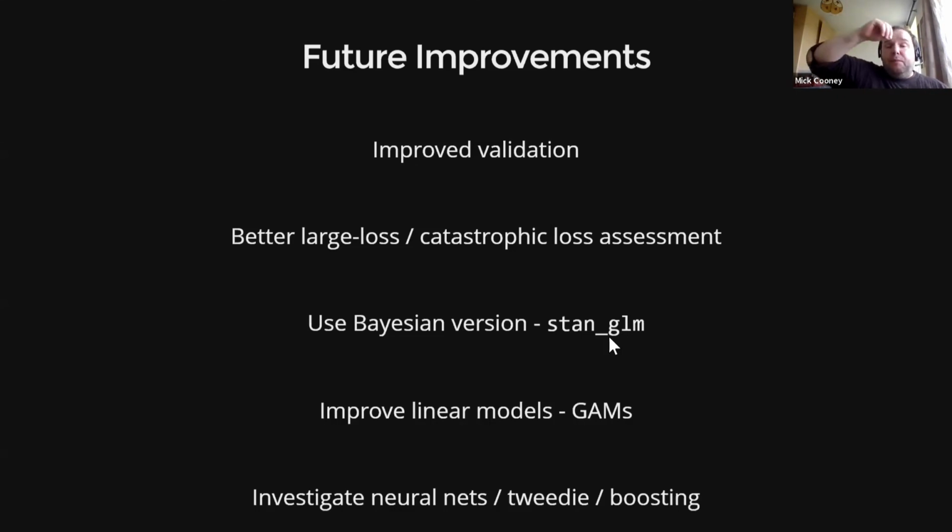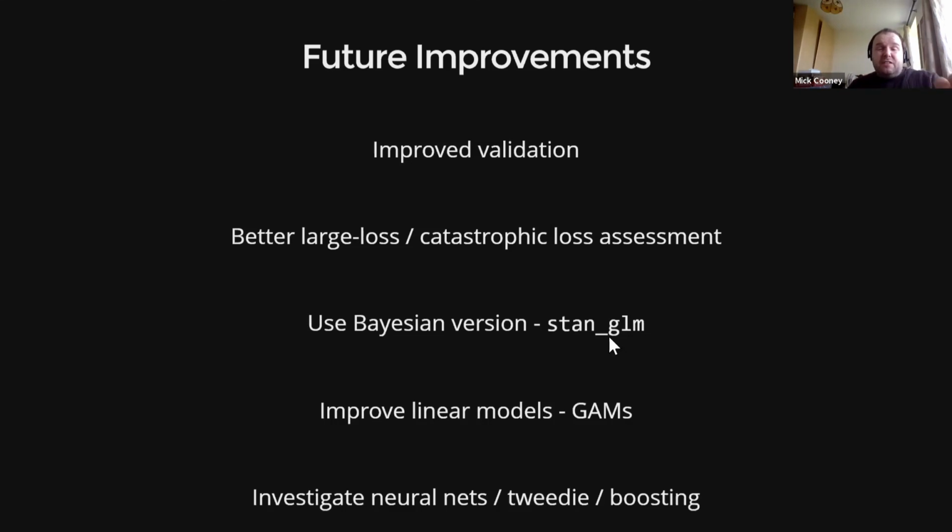Like this is something I did before. I use Bayesian regression a lot more often now with rStanArm. StanGLM does it. There's also a really good package called BRMS. For those of you who aren't familiar with the Bayesian world, I highly recommend you look at it. Some of it is incredibly powerful. The linear models themselves can be improved, like generalized additive models.